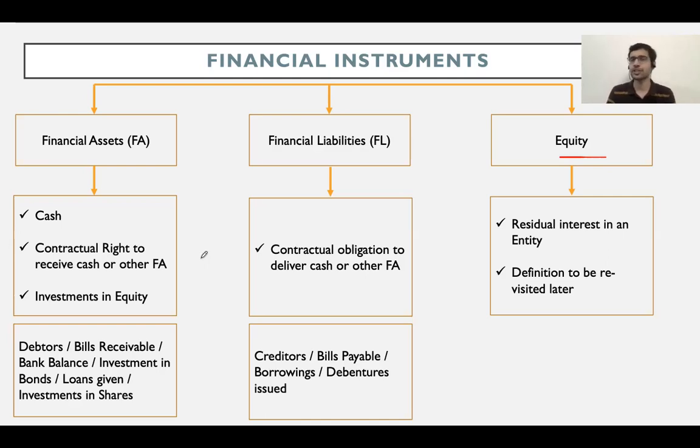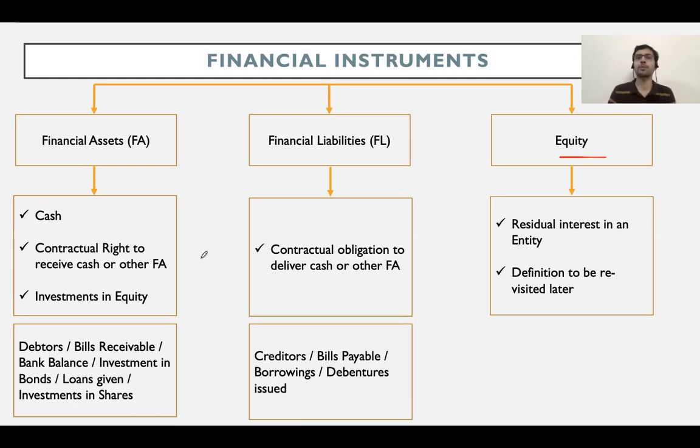So what is a financial asset? Number one, cash is always considered to be a financial asset. Two, any contractual right to receive cash is also regarded as a financial asset. When I say it's a contract, what we're referring to is an agreement which is enforceable by law. And by virtue of that agreement, I need to have a right to actually receive cash.